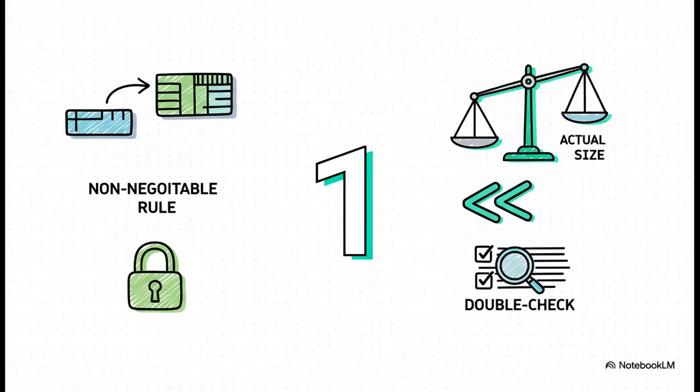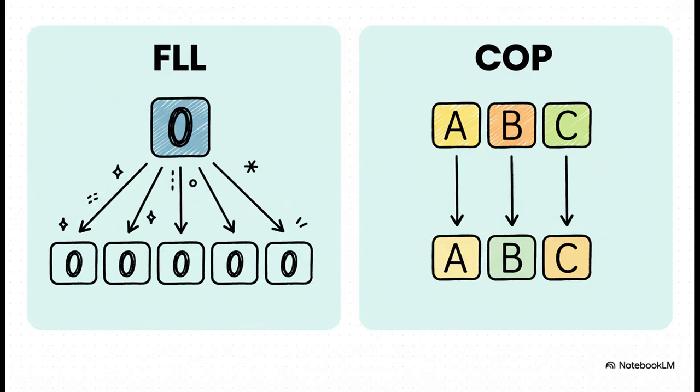So, rule number 1. This is the golden rule of FLL. Always, always, always double-check that your length parameter is not bigger than the actual size of your array. This is absolutely non-negotiable. Another really key point is knowing what FLL can't do. It's a one-trick pony. It only works with a single source value. If you need to copy a whole bunch of different values from one array to another, like loading a recipe with multiple steps, that's a different job. For that, you need a different tool, like the copy file or COP instruction.